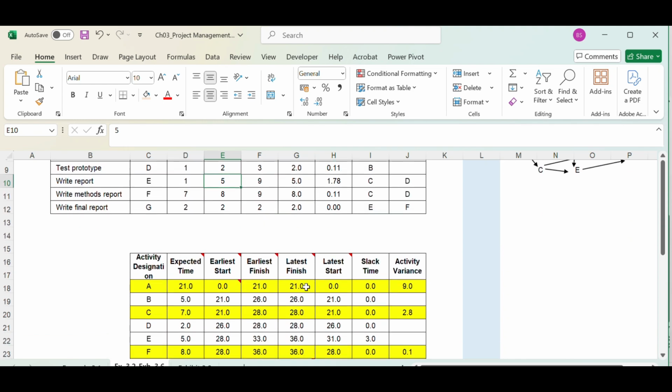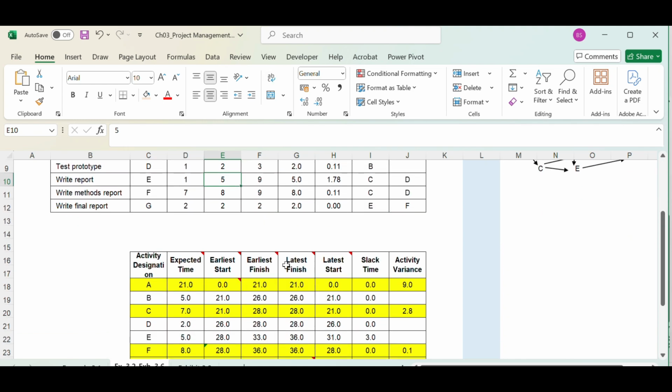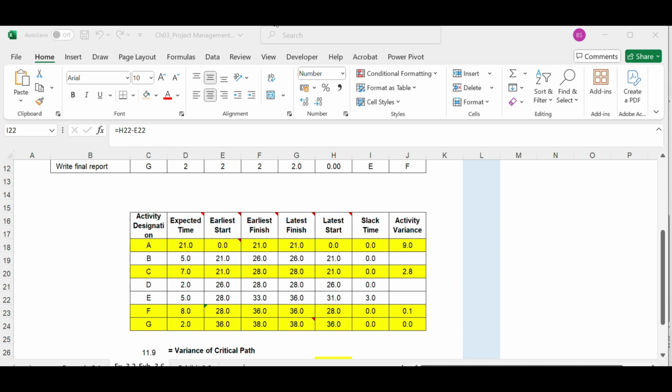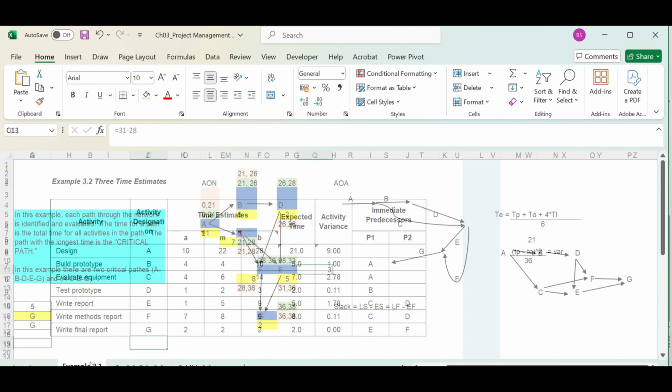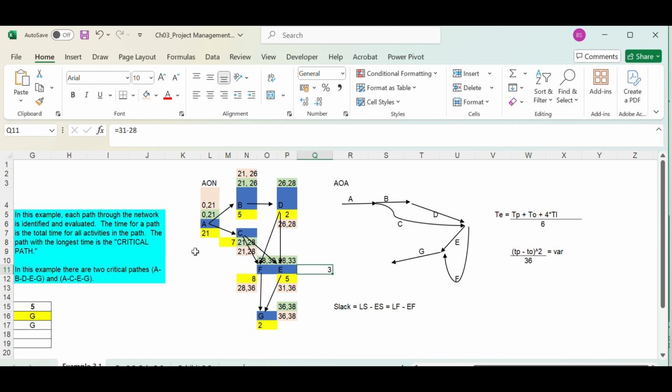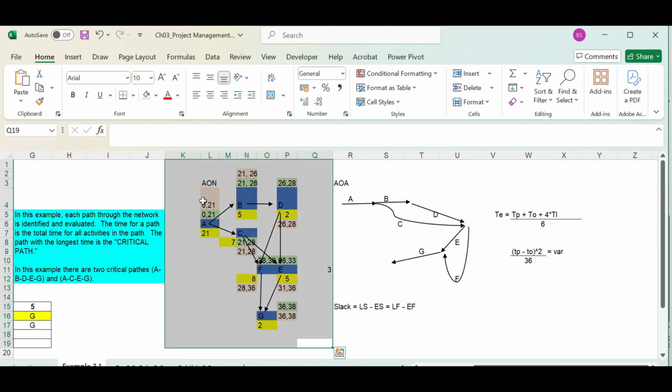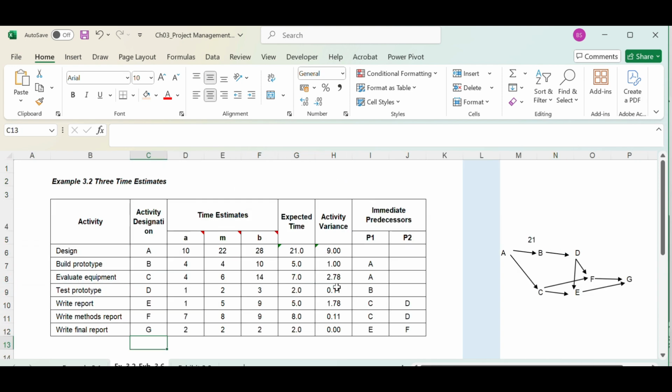Now after that, we can calculate the early start, early finish, and latest start and latest finish times. Based on that, we can calculate the critical path and activity variance. When we write the normal time or the duration taken for A, we can use the expected time. We can use 21 here. I think this sums up the previous question. In the previous question, it's the same network diagram and the same time estimation. So that's how it was derived.